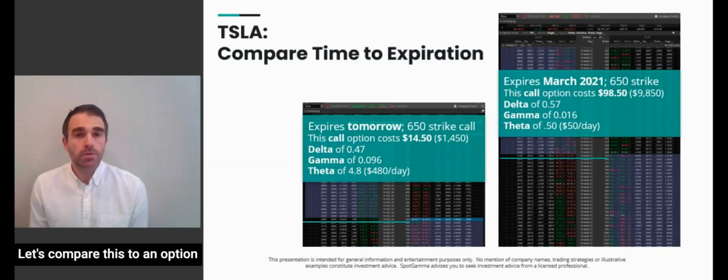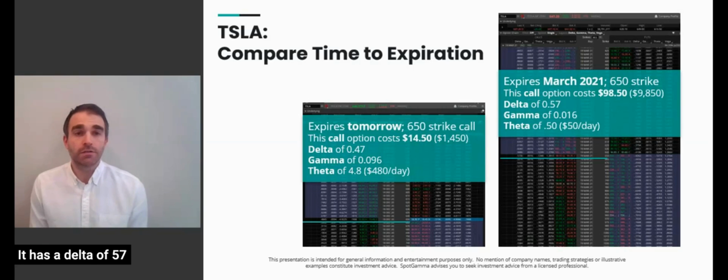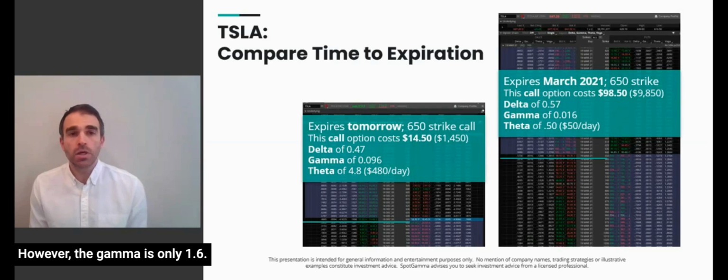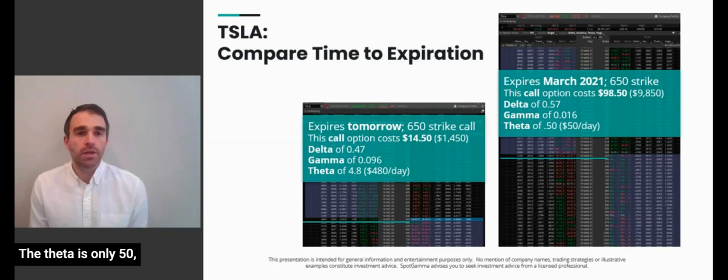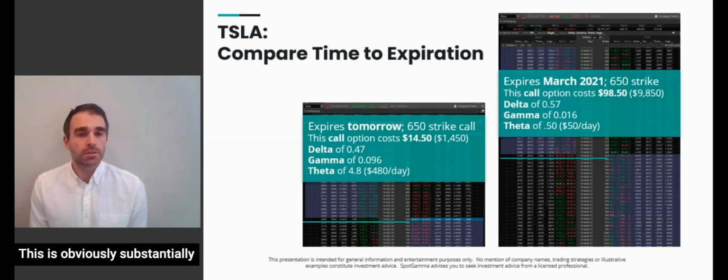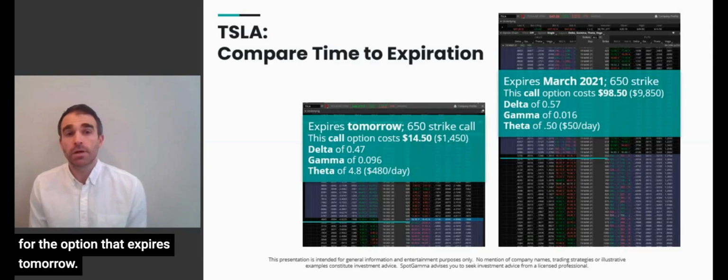Let's compare this to an option with more time to expiration. That same strike, 650 for the March 2021 call, is $9.80 for a total cost of $9,800. It has a delta of 57, which is a bit higher than the other option. However, the gamma is only 1.6. Compare that to the 9.6 value for the other option, which expires earlier. The theta is only 50, which infers that it has $50 per day of time decay. This is obviously substantially less than the $480 worth of time decay for the option that expires tomorrow.